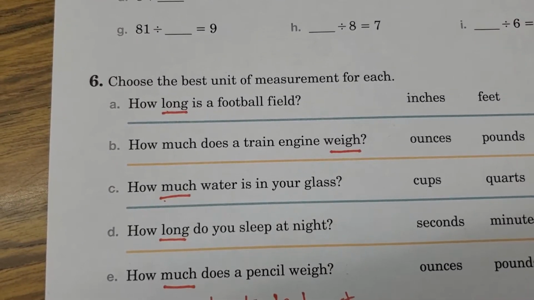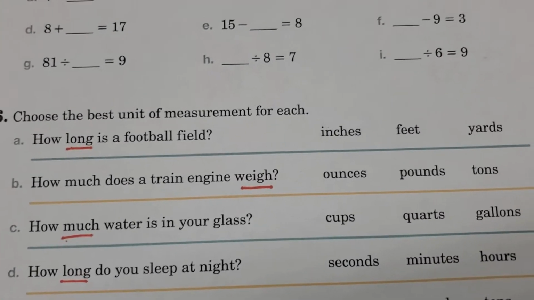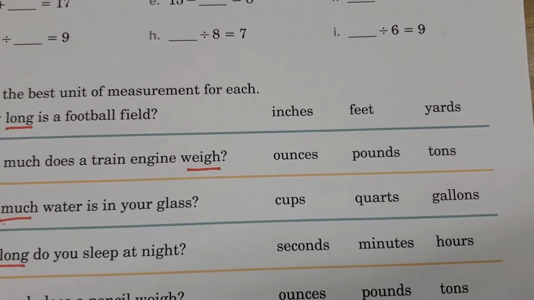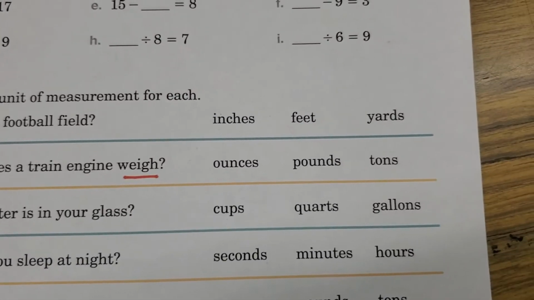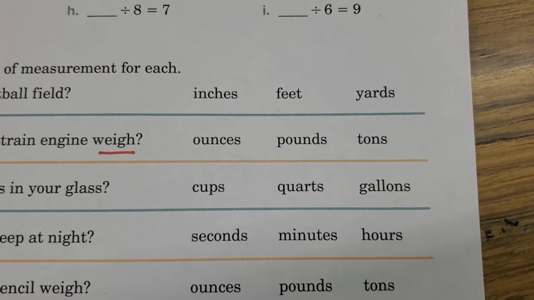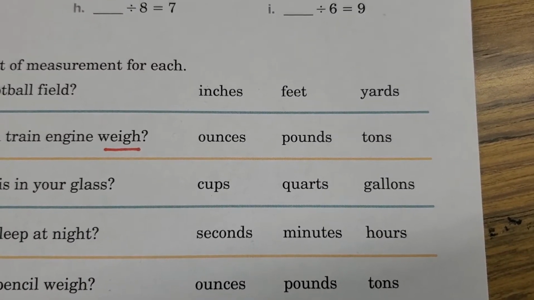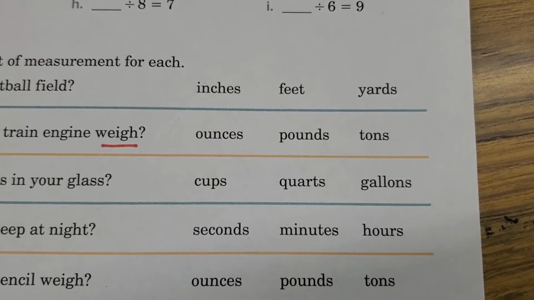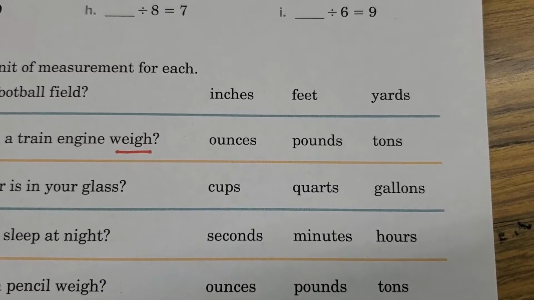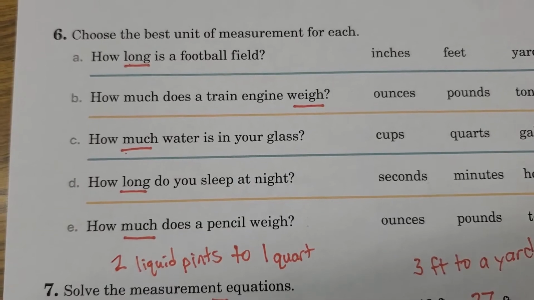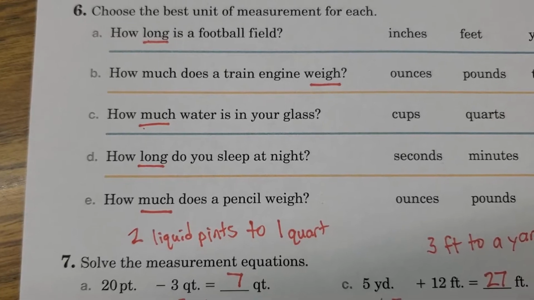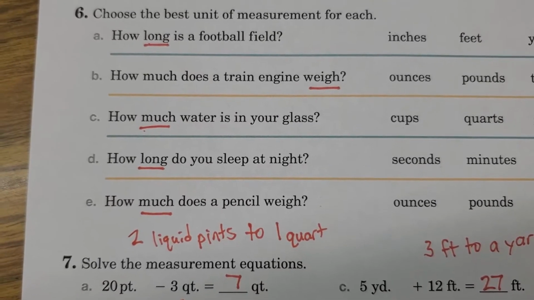How much does a train engine weigh? Again, that's going to be extremely heavy. So you could use ounces, but that'd be way too many. You could use pounds, but again, it's way too many. So tons is a better way to weigh a train. Tons is 2,000 pounds. So each 2,000 pounds of the train would be a ton. You're going to do the same thing with how much water. You're just going to tell me what is the best measurement to do what they are asking for.